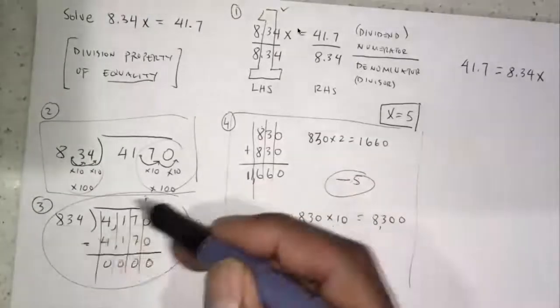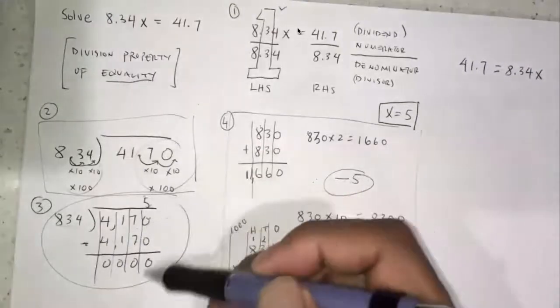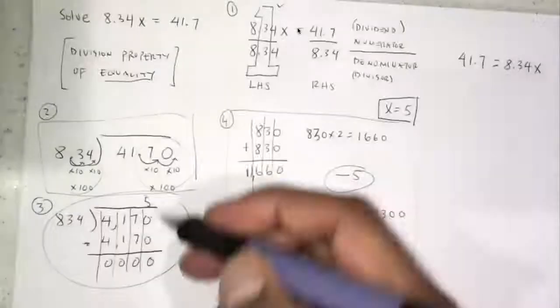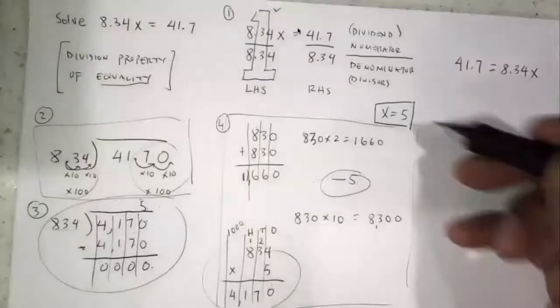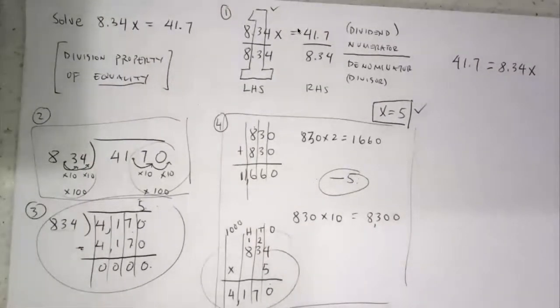We went through our multiplication, we went through our subtraction, we found no 0, and we came up with the answer. Hope this helps.